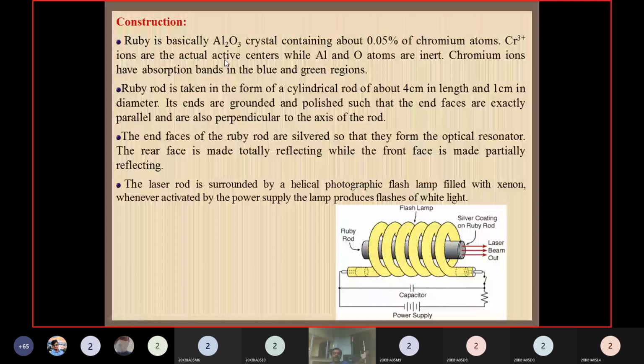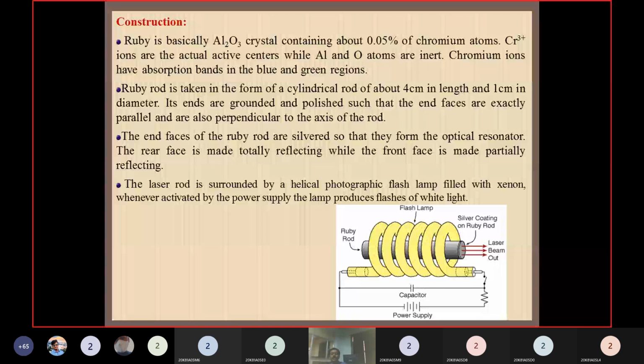And a ruby rod is taken, and its dimensions are given: 4 centimeter length and 1 centimeter diameter. Its faces are fully polished, and the polished surfaces are coated with silver. One side is fully coated, the other side is partially silver coated. So one side totally reflects, and the other side reflects 95% of the light, with just 5% transmitted.